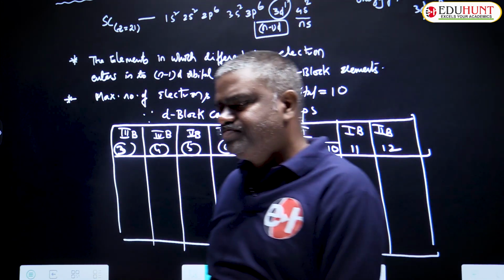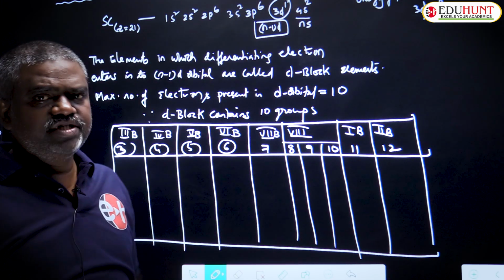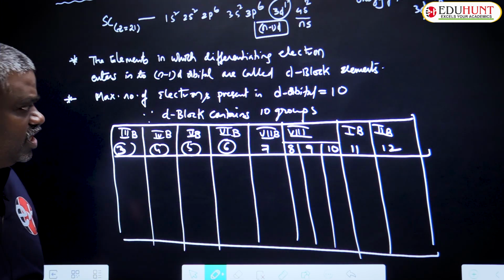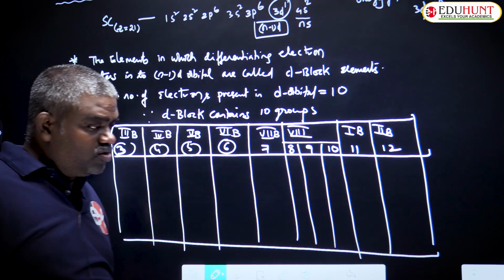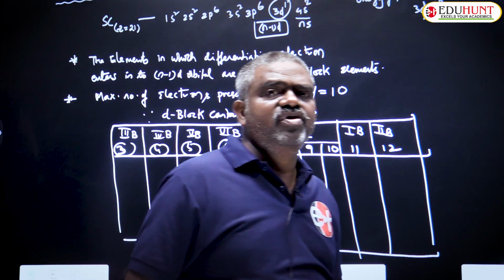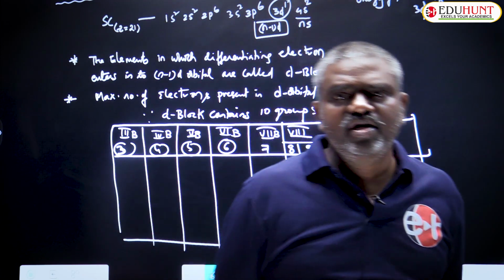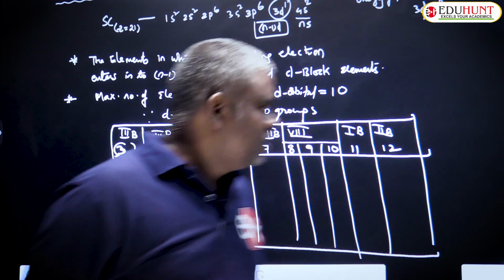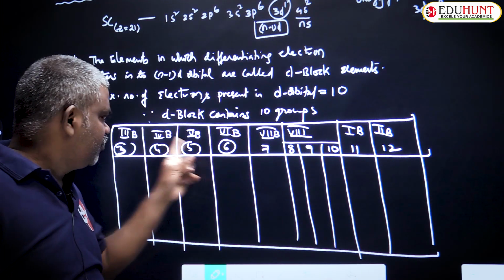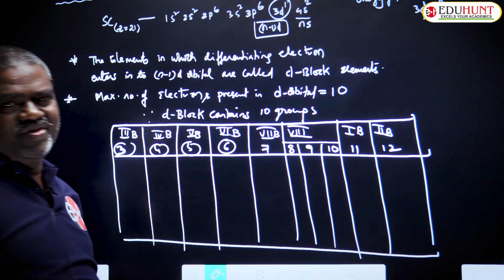So the elements in which the differentiating electron enters into n-1 d orbital are called D block elements. The maximum number of electrons present in d orbital is equal to 10. Hence D block contains 10 groups. They are 3, 4, 5, 6, 7, 8, 9, 10 and 11, 12.